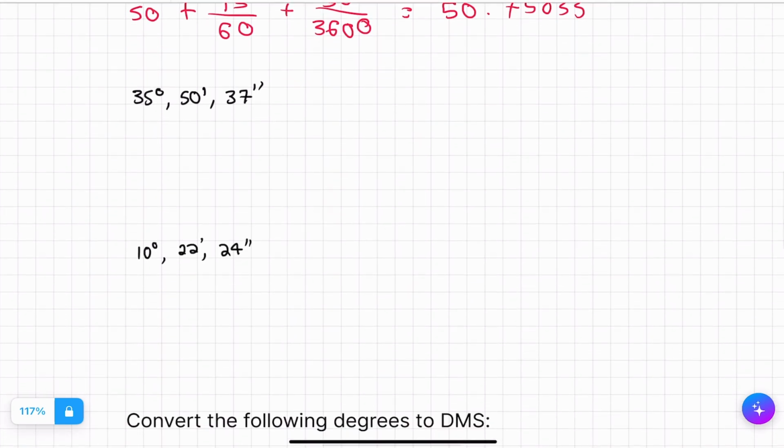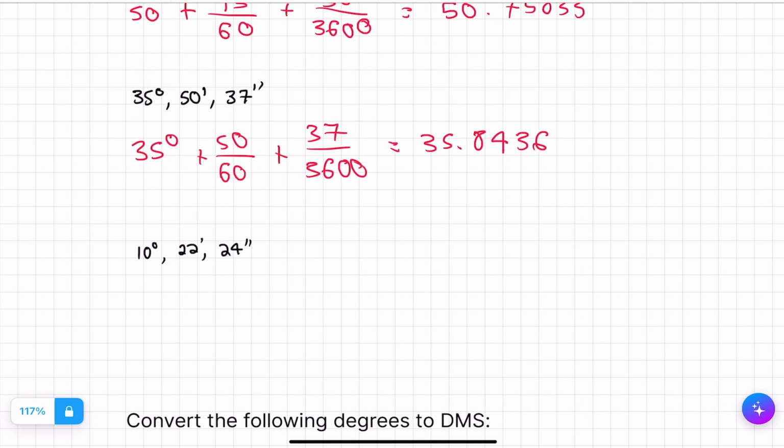We've got 35 degrees, 50 minutes, and 37 seconds. We're going to follow the same exact process. We'll write 35 degrees. Then we'll add 50 minutes over 60 minutes and add 37 seconds over 3,600 seconds. When we plug this into our calculator, we should get 35.84361 degrees. Now pause the video and try this one on your own.